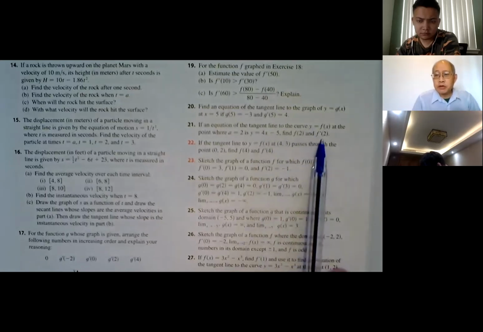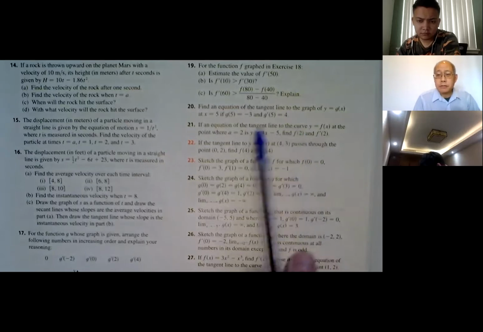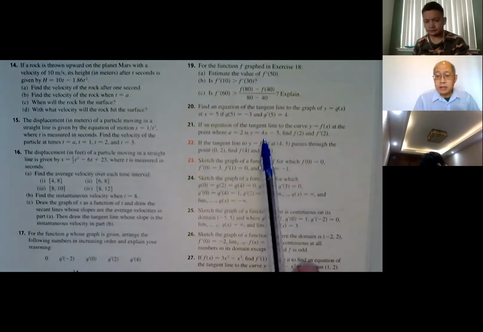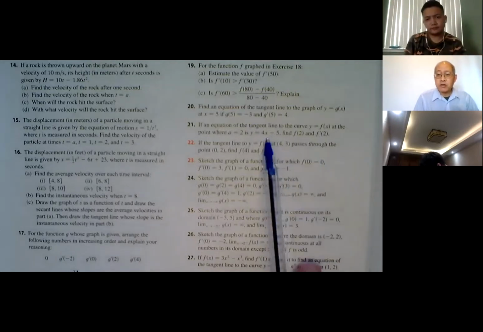F prime of 2, f prime derivative means slope. So I want the slope. But what's the slope of this line? It's 4. So I guess I've given it to you without writing anything. So the answer to this one is 3. Just plug in 2. F prime of 2 means the slope. The slope is 4.